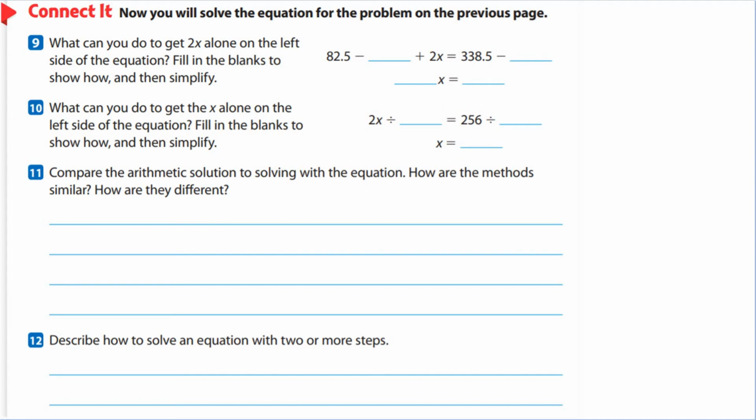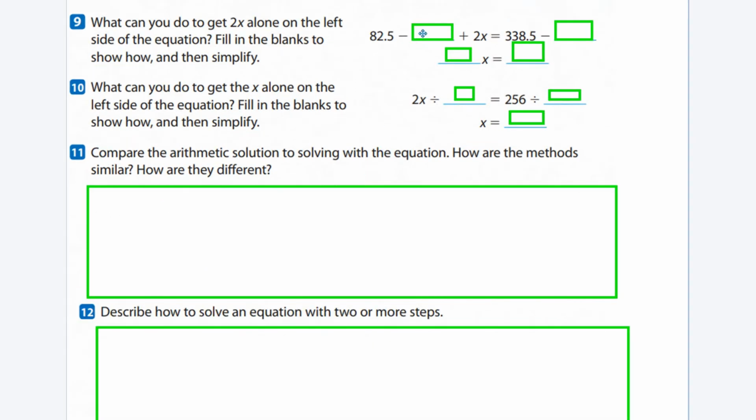But let's see if you can do this on your own. Fill in the blanks to show how, and then simplify. Question 10. What can you do to get the x alone on the left side of the equation? Fill in the blanks to show how, and then simplify. Question 11. Compare the arithmetic solution to solving with the equation. How are the methods similar? How are they different? And then question 12. Describe how to solve an equation with 2 or more steps. So again, I would pause this video, solve these questions, and then when you're ready to check your answers, unpause, and then you can check the answers.